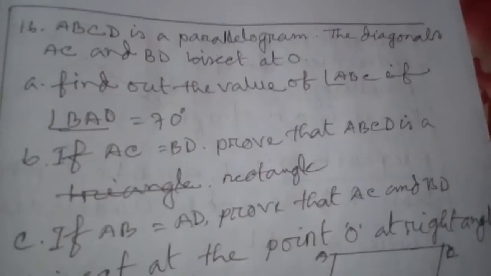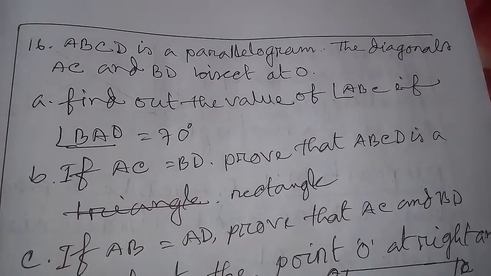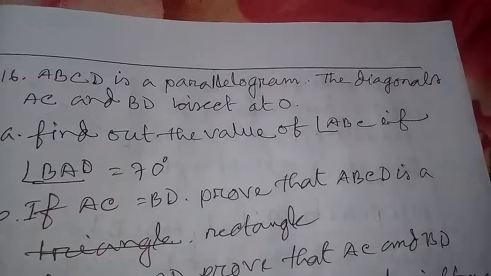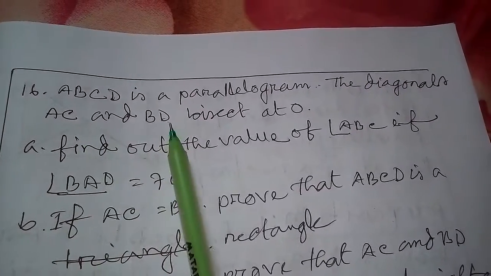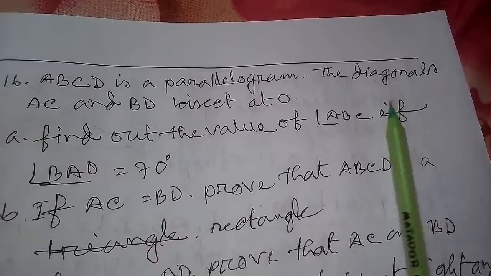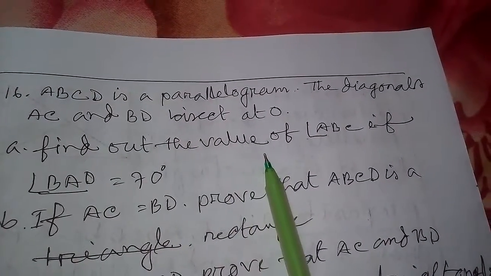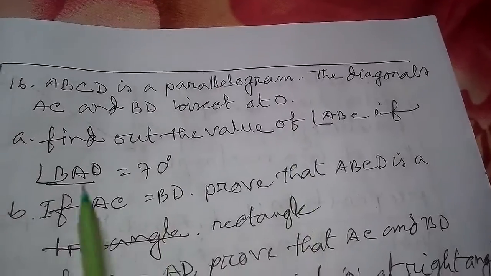Today's class is a creative question related to quadrilaterals. The question is: ABCD is a parallelogram. In the diagram, AC and BD bisect each other at O.